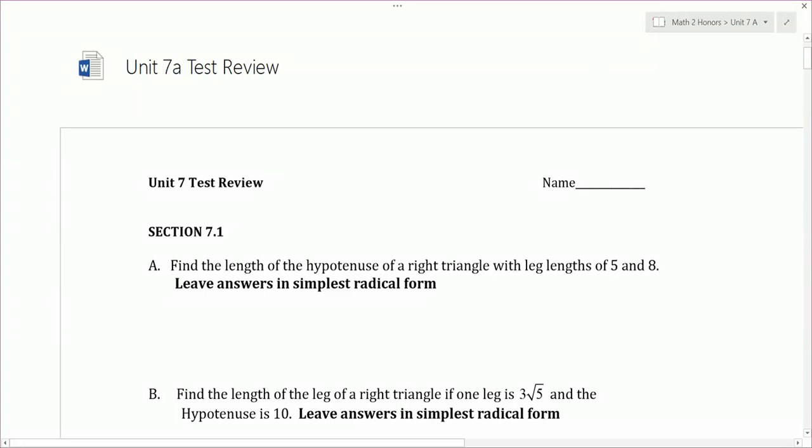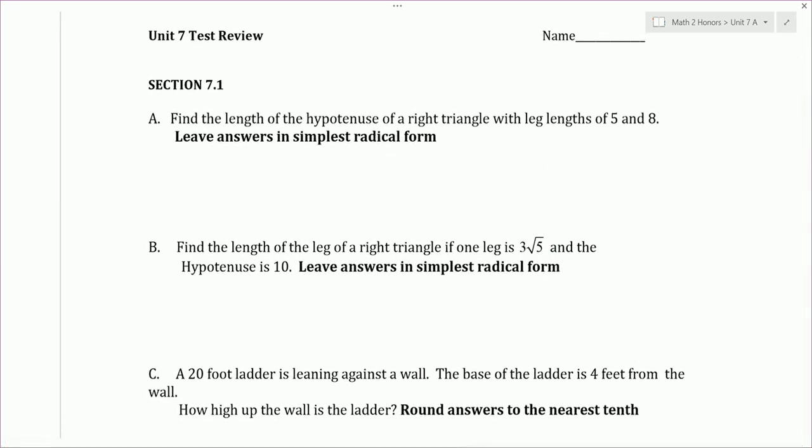This is section 7.1 for Math 2 Honors. Find the length of the hypotenuse of a right triangle with a leg length of 5 and 8 and leave the answer in simplest radical form.